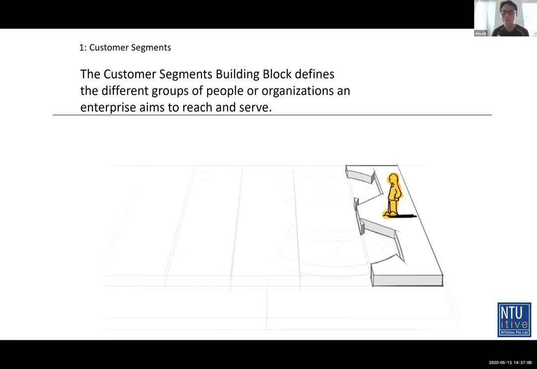Now, customer segment needs to bring out two very important data points. Number one is TAM, and the second one is SAM. Total addressable market, serviceable available market. Why do we need these two numbers when you present your business model? Why do we need these two numbers? Anybody want to venture a guess?